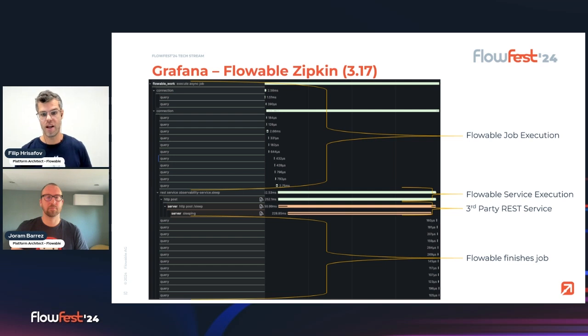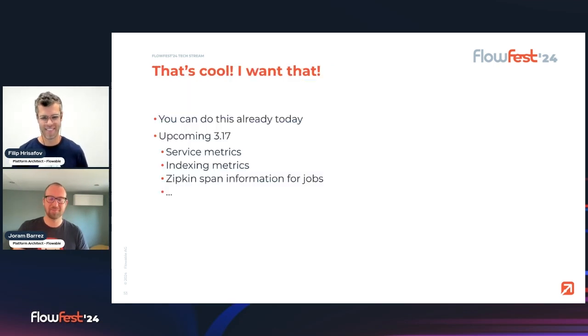When that server is done, we see that Flowable finishes the job and we close the trace, right? So we can actually track all of this and find out where it is slow and why it is slow, right? And I think all of this is super cool, right, Filip? I think everybody likes pretty graphs.